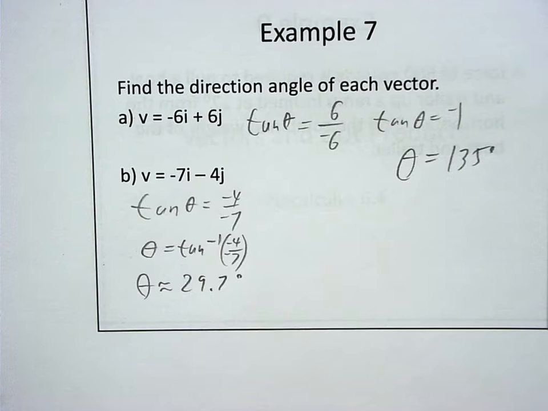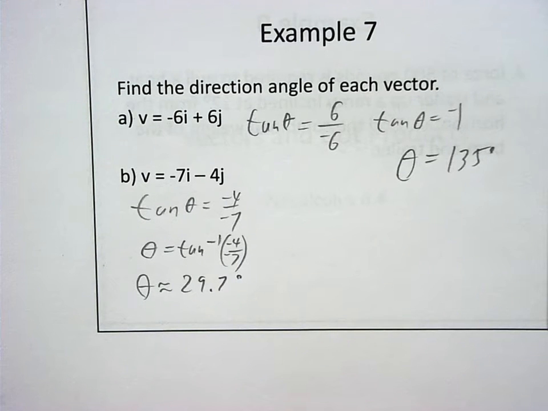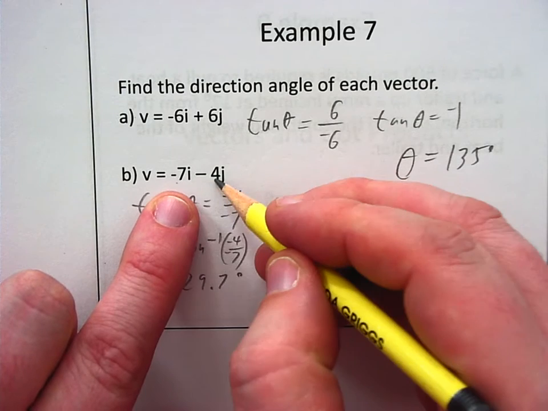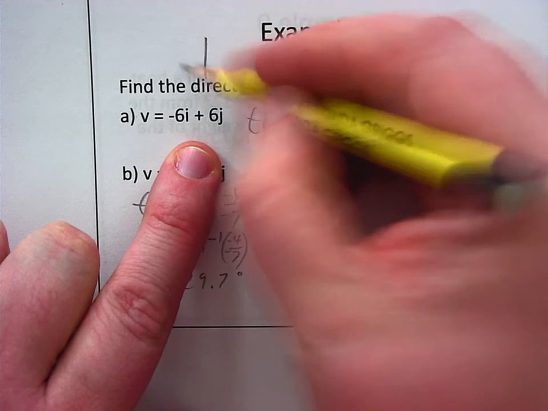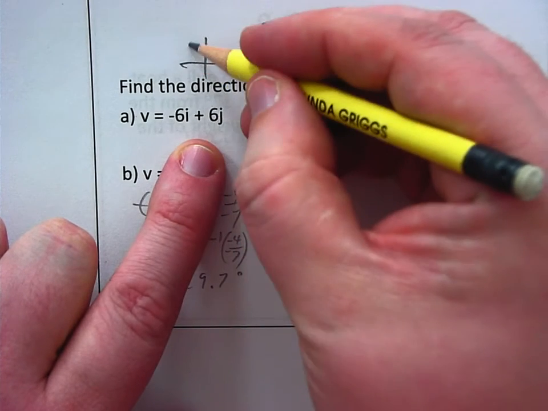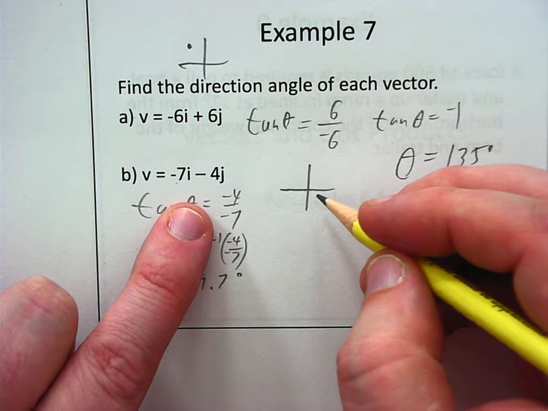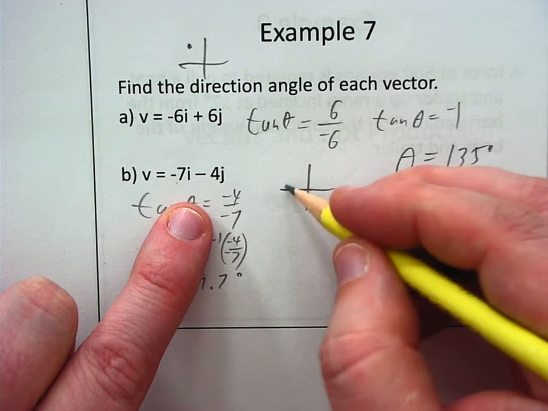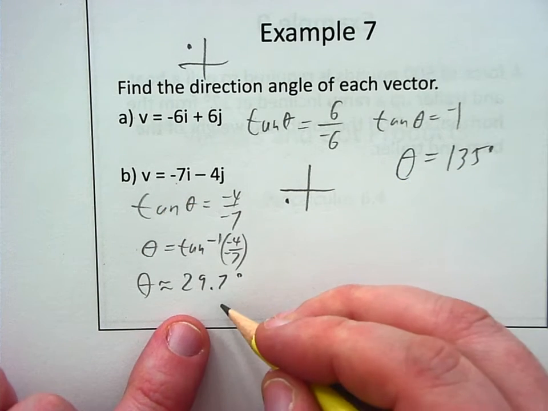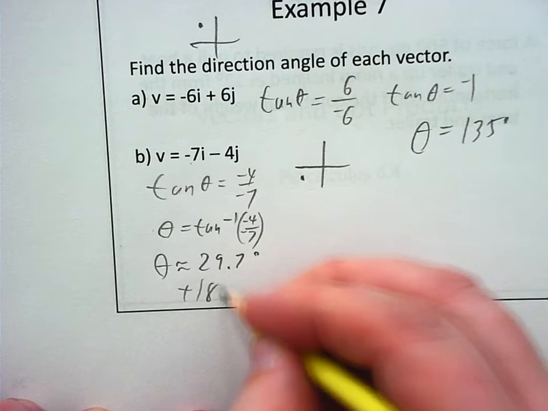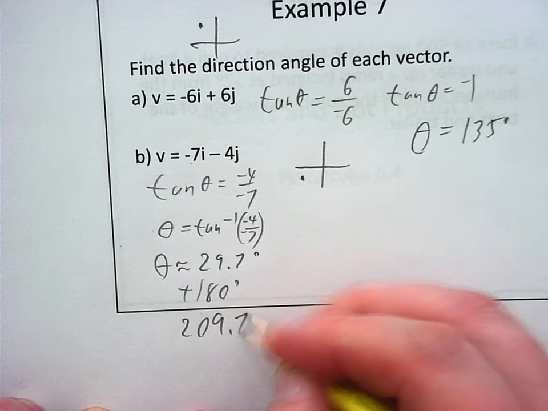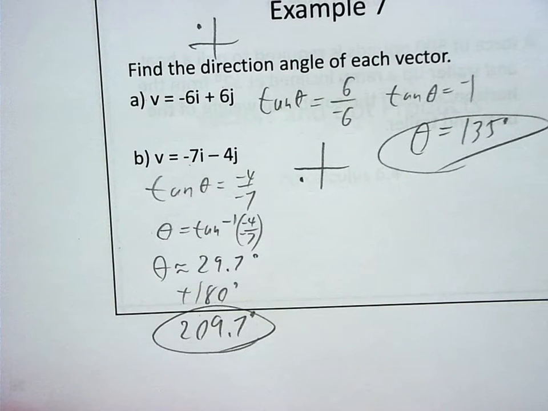Everybody get 29.7 degrees? Too bad it's wrong. Why is it wrong? Remember, this is an x and a y, right? So up here it's not bad. Negative 6, 6 is just right here. Well, that's 135 degrees. Negative 7, negative 4 is in which quadrant? Third quadrant. So 7 left, 4 down. So you're down here. 29.7 won't work. Add 180 to that. So you get 209.7 degrees. Does that make sense? Okay, next.